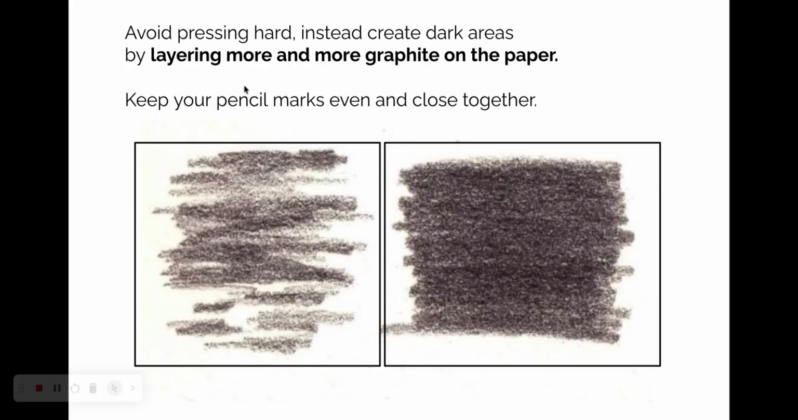So when you're shading, we want to avoid pressing hard. Instead of pressing hard with your pencil, we want to layer more and more graphite on the paper gradually. Also, the key is to keep your pencil marks even and close together. If you spread them out, the shading is much more uneven.